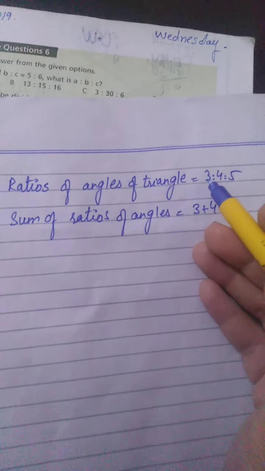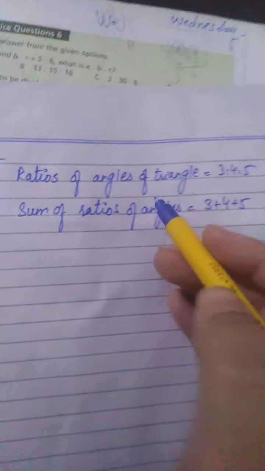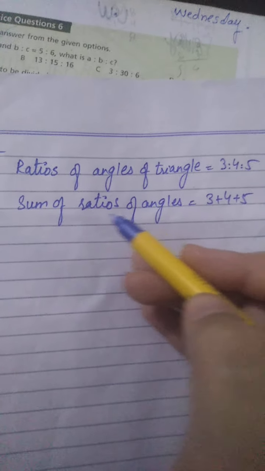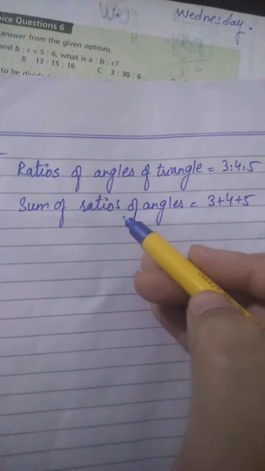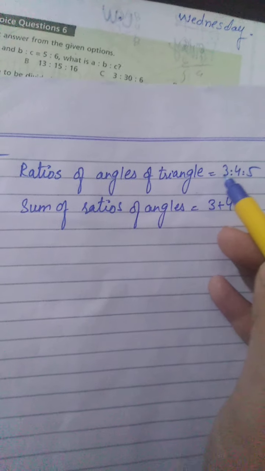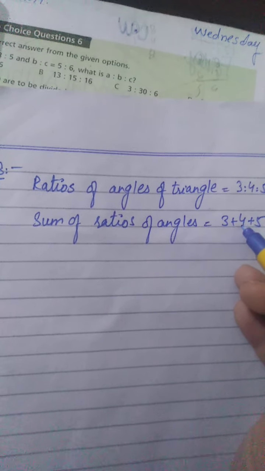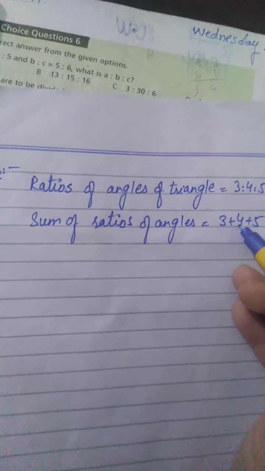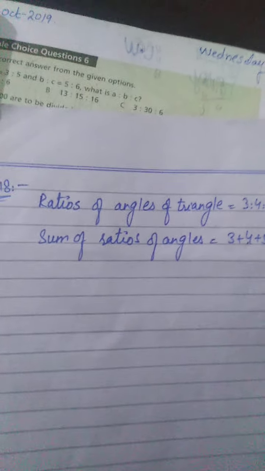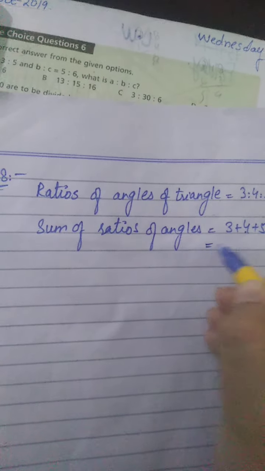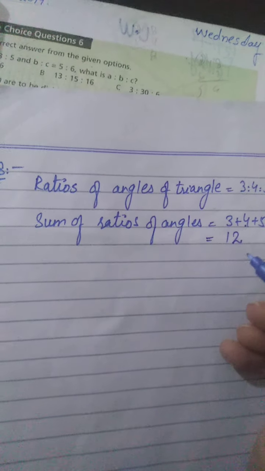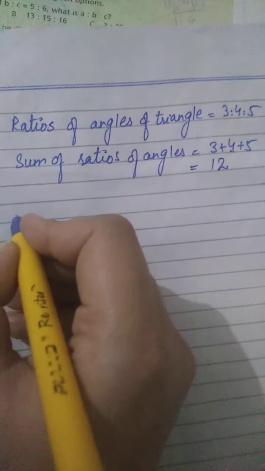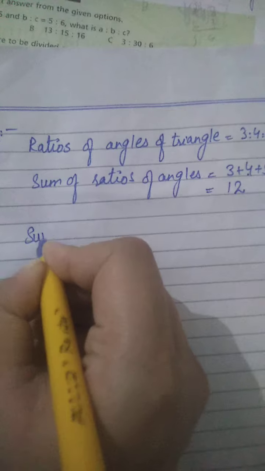The ratio of angles of the triangle is 3, 4 and 5. Similar to the previous question, you have to find the sum of ratios by simply adding all the ratios. 3 plus 4 plus 5: 4 plus 5 is 9, 10, 11, 12. So 12 is the sum of ratios. Now the sum of angles of a triangle is given.